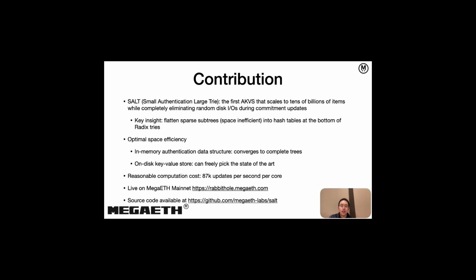And we talked about our key insight, which is to tame the sparsity when you build your tree. It achieves optimal space efficiency, and it achieves very reasonable computation cost, more than 600,000 KV updates per second with 32 CPU cores. And also the source code of SALT is open source, and it's available at the URL shown on the screen, and I really encourage the people in the audience who are interested to check it out. It's really well organized, it's audited, it's hackable. Just take a look and try SALT for yourself.